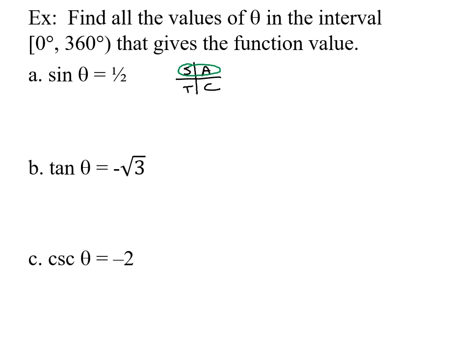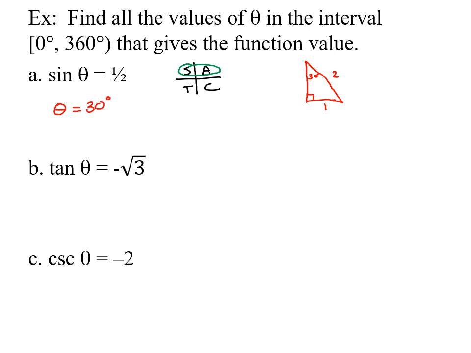So the 1/2, that was one of the ones that we just looked at off of the 30, 60, 90 triangle. So off this 30, 60, 90 triangle, this 30 degrees would have an opposite side of 1 and then a hypotenuse of 2. Or you can look it up off the chart. So one of the angles would be 30 degrees. Sine of 30 is 1/2.